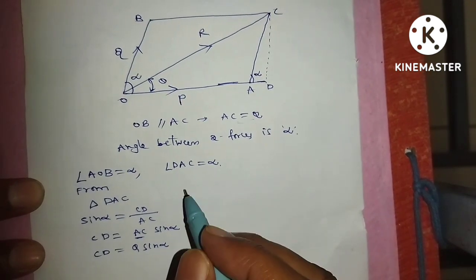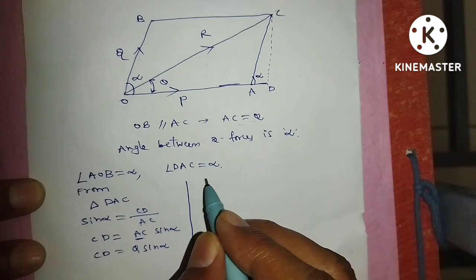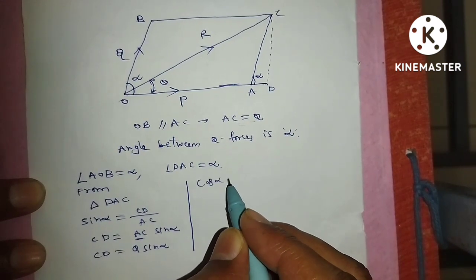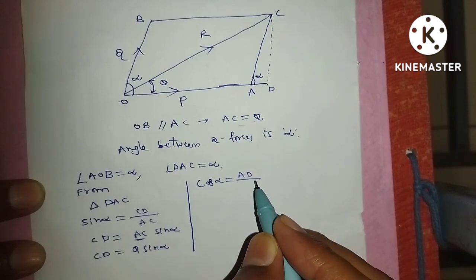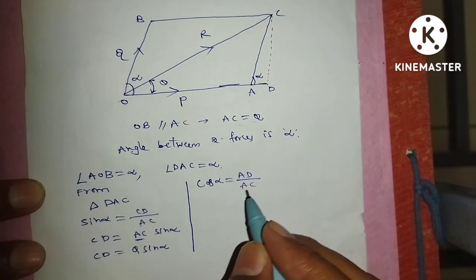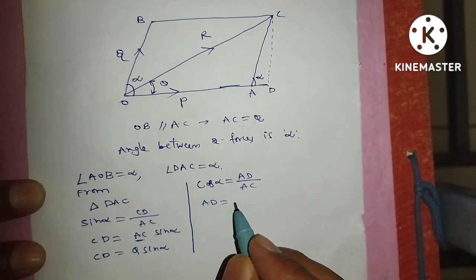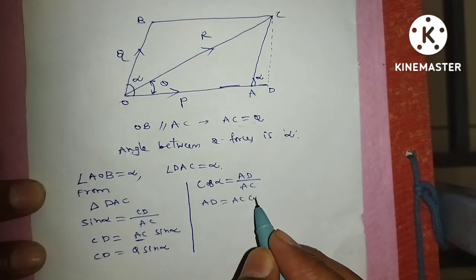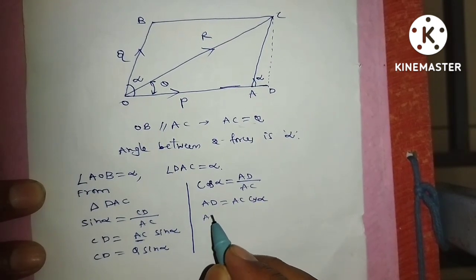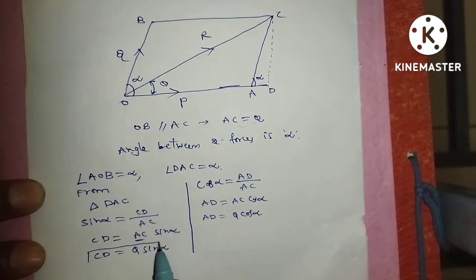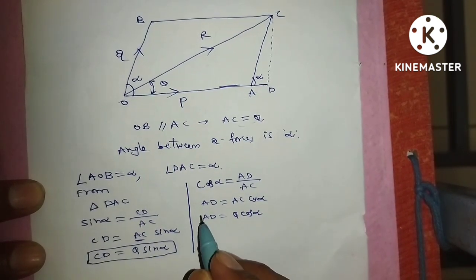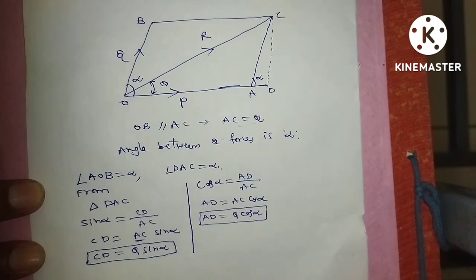Similarly, cos alpha is equal to the adjacent side by the hypotenuse in the same triangle, AD by AC. So AD is equal to AC into cos alpha. Where AC is equal to Q, CD is equal to Q sin alpha, and AD is equal to Q cos alpha.